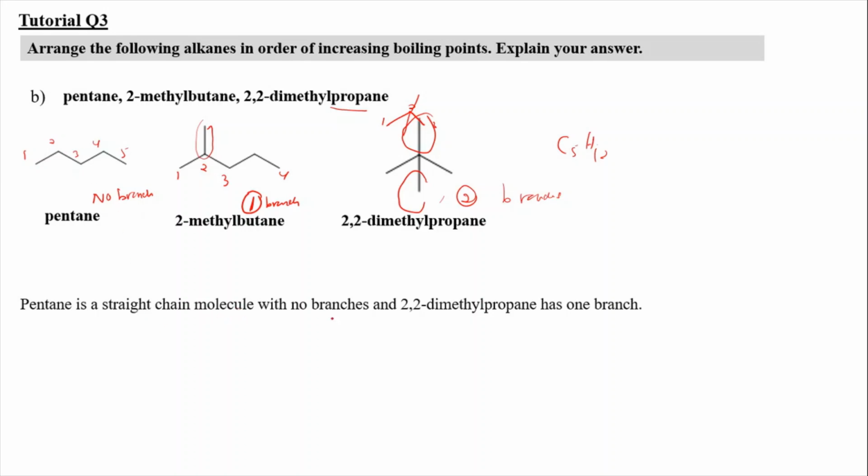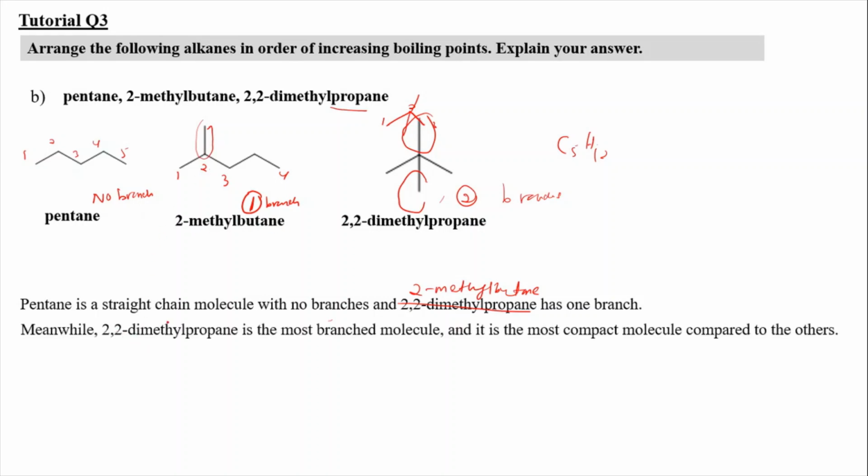straight chain molecule or alkane with no branches, and the 2-methyl butane has one branch. Okay, 2-methyl butane tadi hanya ada satu rangkaian saja. Meanwhile, the 2,2-dimethyl propane is the most branched molecule, which has two branches here, and it is the most compact molecule compared to the others.